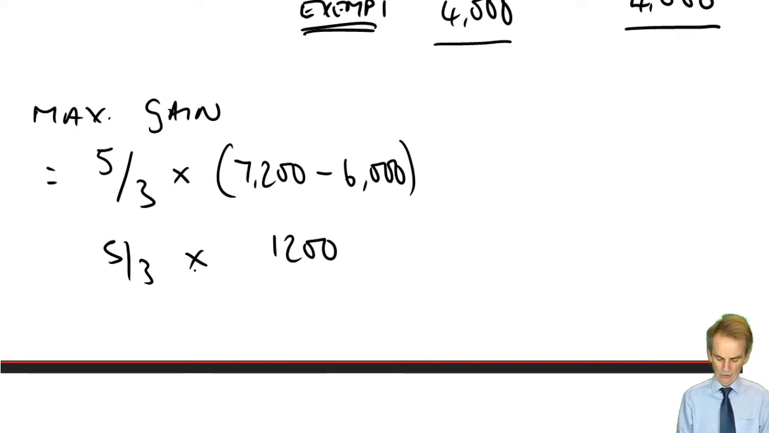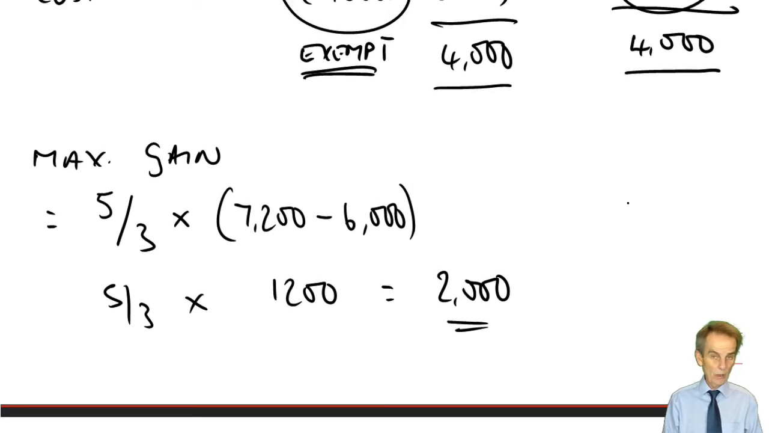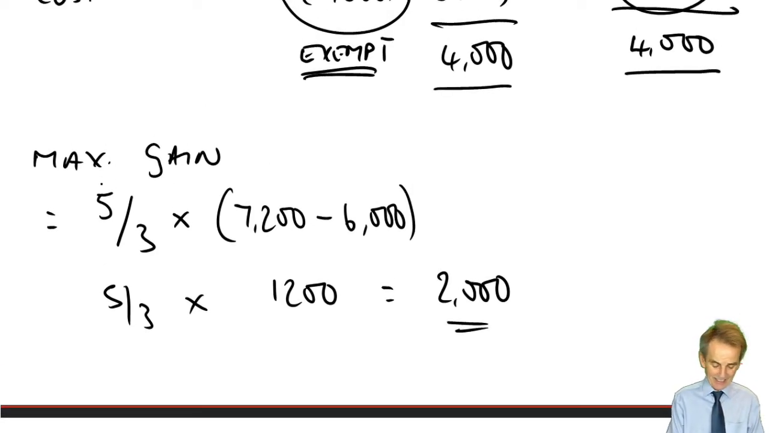5/3 times 1,200. Well, if you put that through your calculator or do it in your head, 1,200 divided by 3 will be 400, times 5 will be 2,000, methinks, but just check it through the calculator. Now then, which gain do we use? This is the maximum gain here.